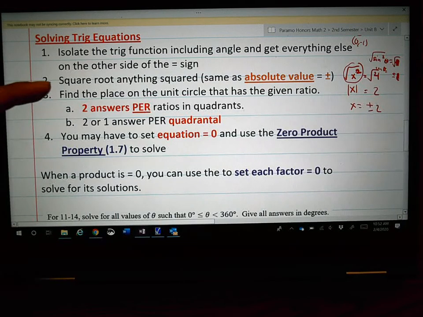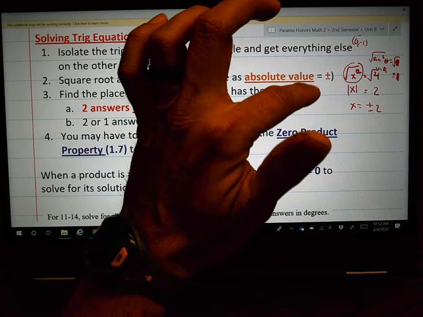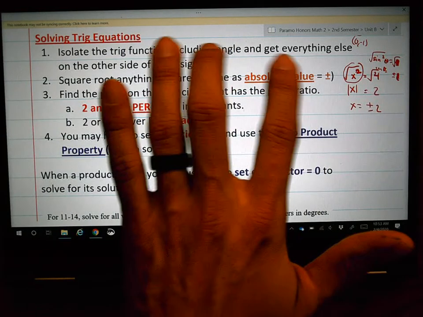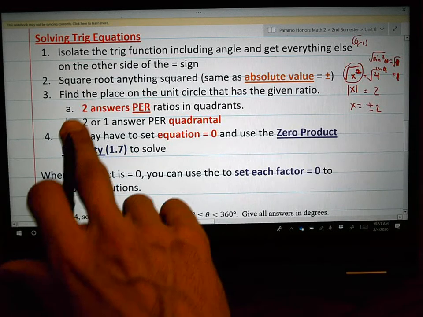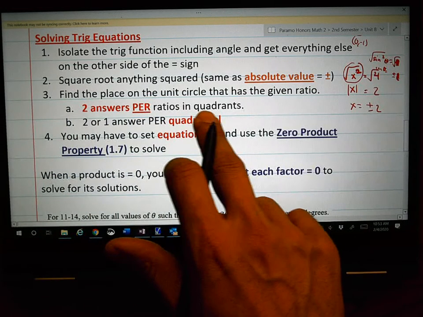We're going to find places on the unit circle that has the given ratio. Every single thing you do should be on the unit circle. If you are getting something that's not on the unit circle in this section, then you have done something wrong. Just so you know, every problem should be on the unit circle. There's 2 answers per ratios in the quadrants.